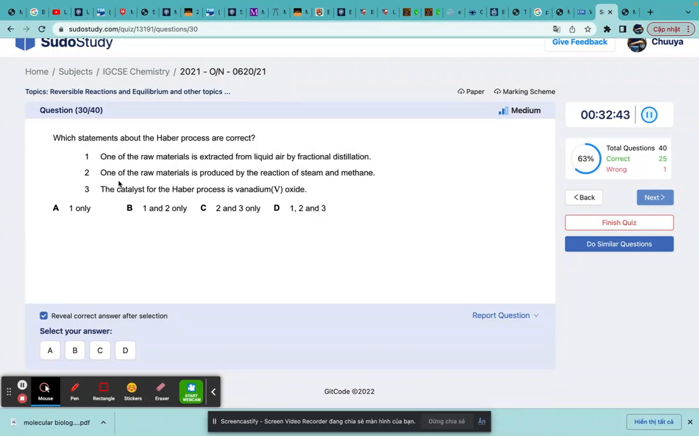One of the raw materials is steam and methane. No, you get steam is H2O, methane is CH4. So then you get, no. Haber is hydrogen and nitrogen. Okay.